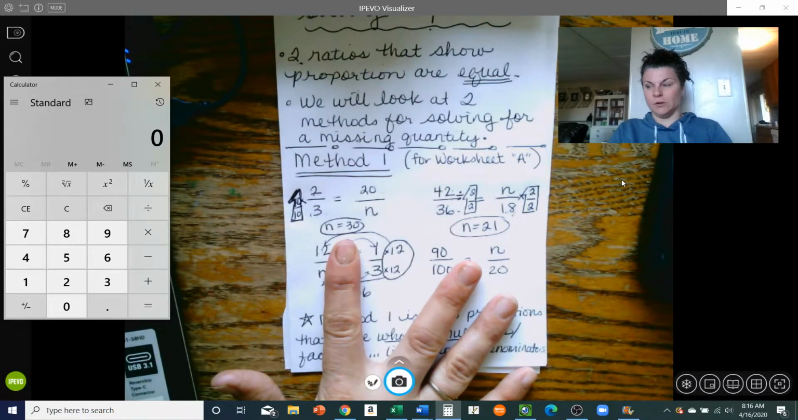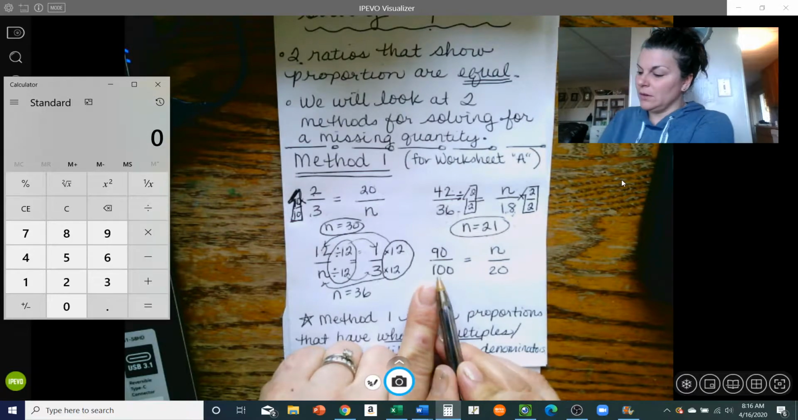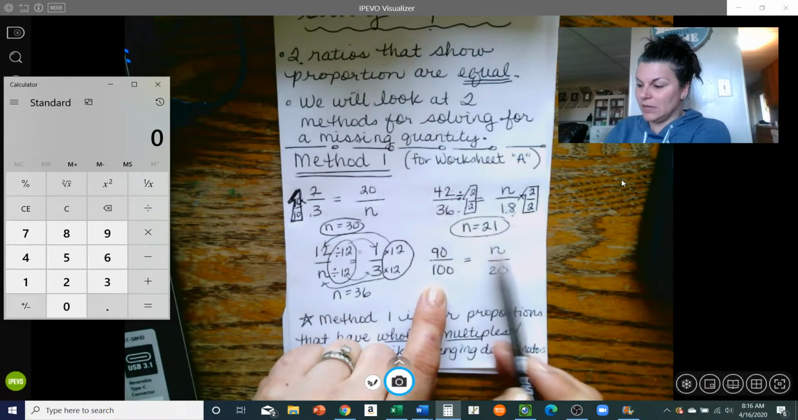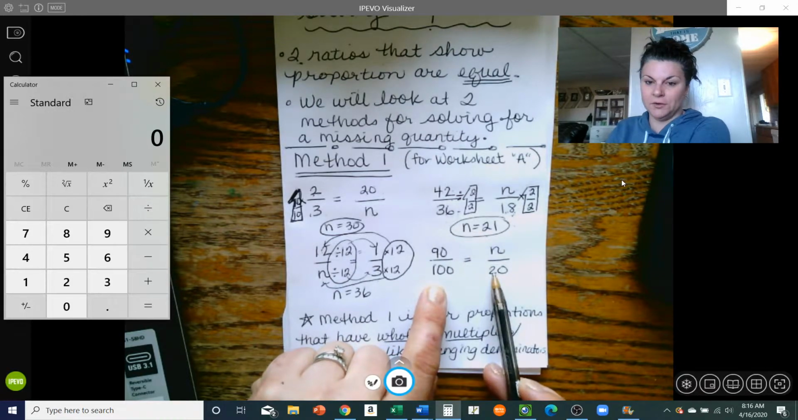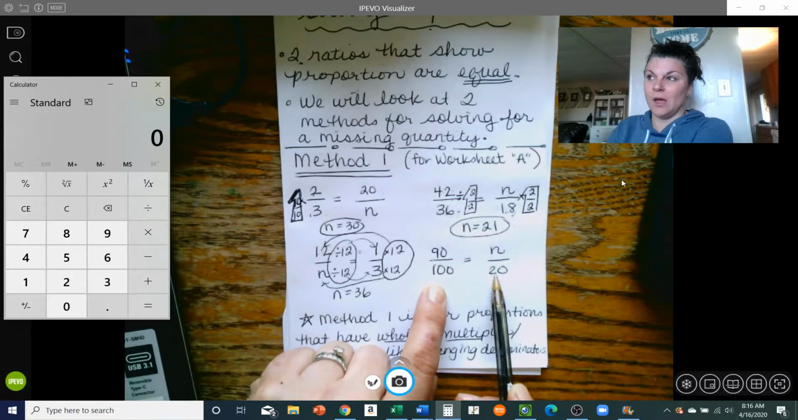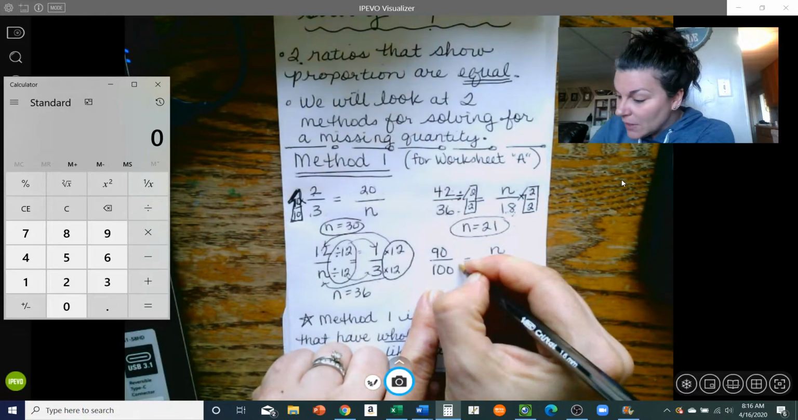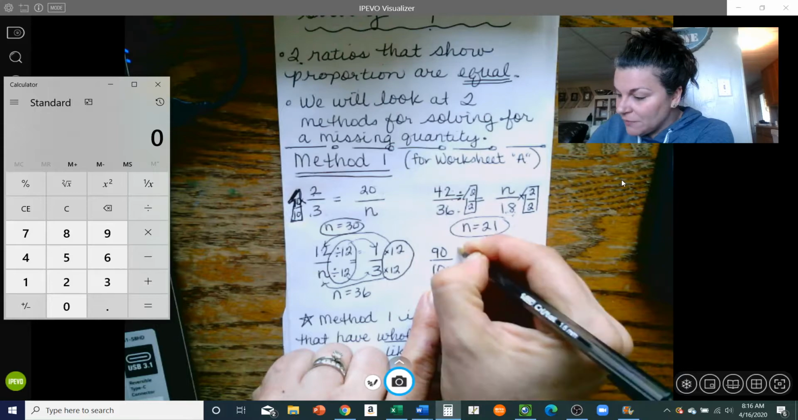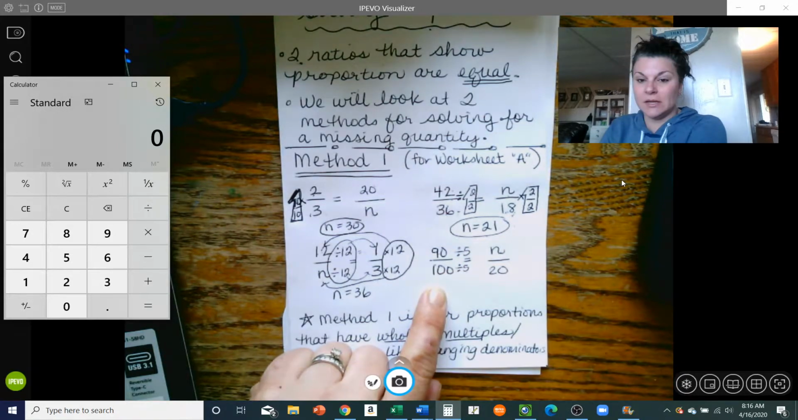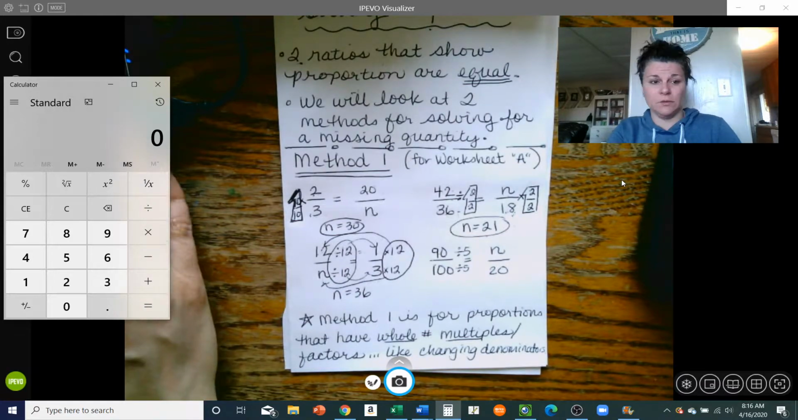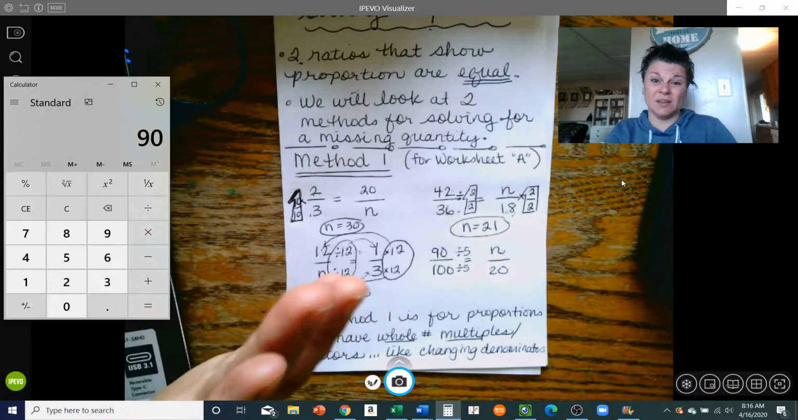Okay, now in this last example here, I am going from 90 to n and from 100 to 20. So how many 20s go into 100? That's 5. So that means that this was divided by 5, so that means I need to do 90 divided by 5. I don't mind if you use your calculator, so you don't even have to ask anymore.